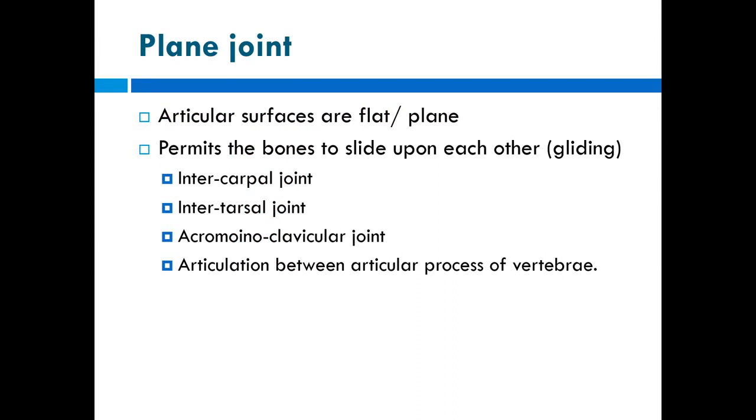Now what is a plane joint? In the case of a plane joint, the articular surfaces are flat or plane. They permit the bones to slide upon each other. That means one bone is gliding upon another bone. The examples are intercarpal joint, intertarsal joint, acromioclavicular joint, and articulation between the articular processes of vertebrae. Some of the joints are very much known to you already, as you have finished the upper extremity part.